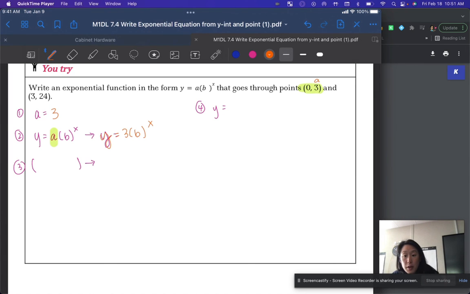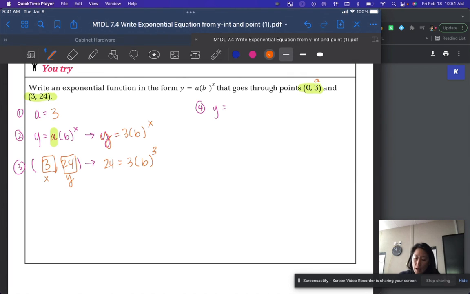Uh-oh, too many unknowns. We have 3. But luckily I have this ordered pair to help me out. So I have 3, 24. That's my x and my y. So I'm going to substitute those in. Y is equal to, my y is 24. So 24 is equal to 3 times b, and then an x value that works is 3.